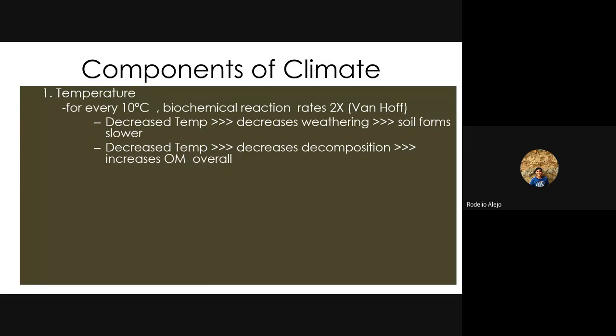Wherein, if there is a decrease again in temperature, there is a decrease in decomposition, which yields an increase in organic matter overall. So pagka decrease yung temperature natin, hindi magde-decompose yung ating mga plants and animal remains, okay? So pag hindi na-decompose yun, magpa-pile up lang sila, dadagdag lang sila ng dadagdag. So that will yield the increase of organic matter overall.